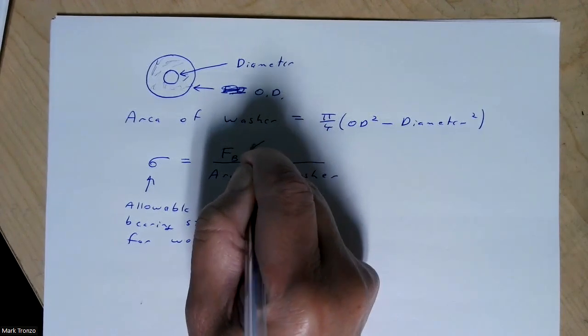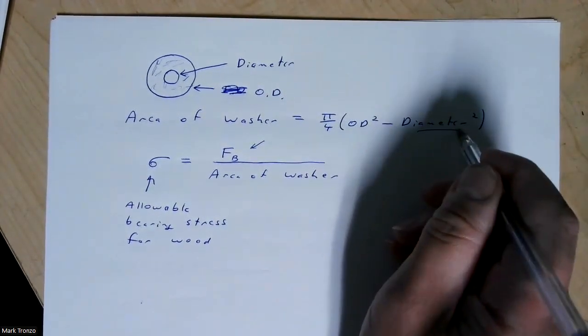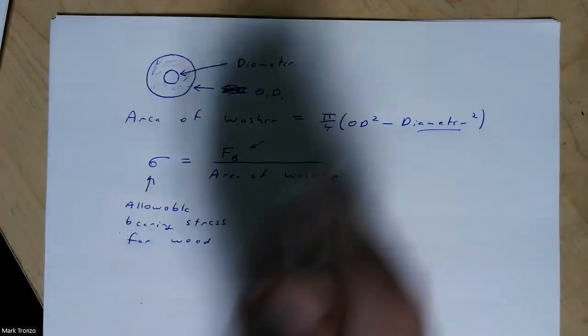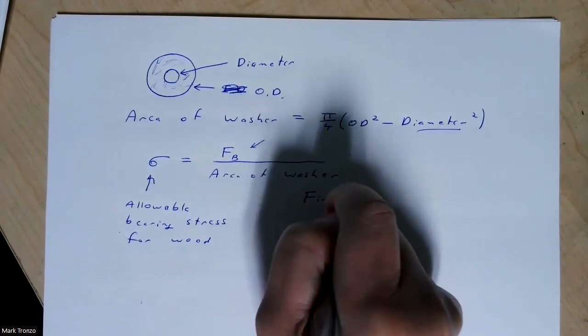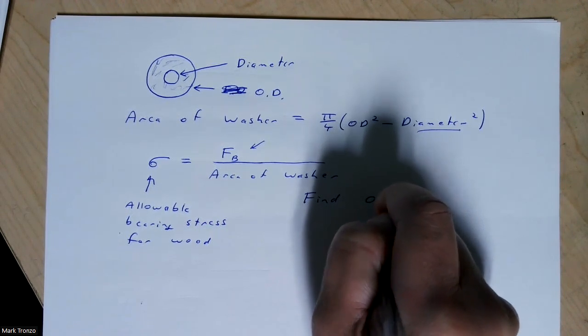So again, this you found previously. You found this in the last step. So the only unknown, and you're given this, so the only unknown is then to find the OD.